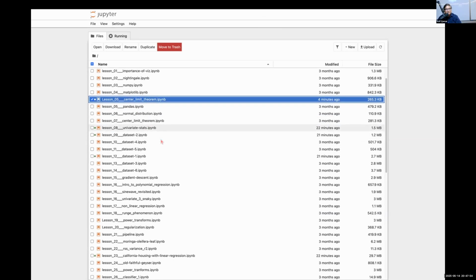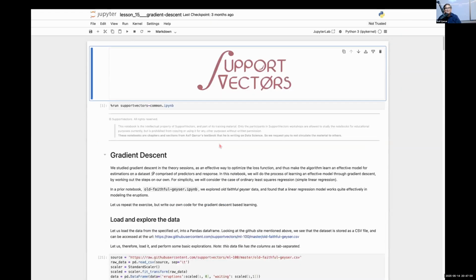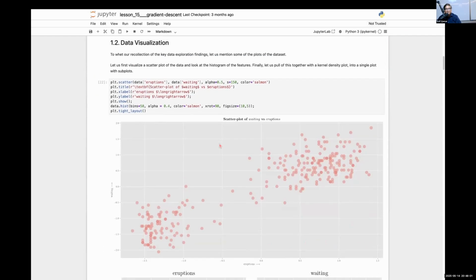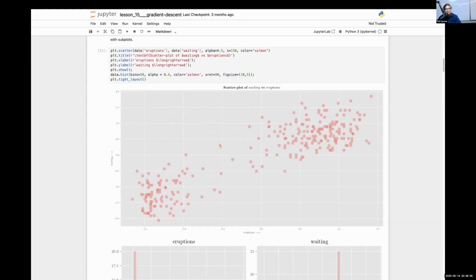I want to show you today, I taught you gradient descent, which is how machines learn. So we take this data, this is real world data. Let's take a real world example. Most of you have been to Yellowstone National Park and you have met the Old Faithful geyser. As you know, it erupts every once in a while.